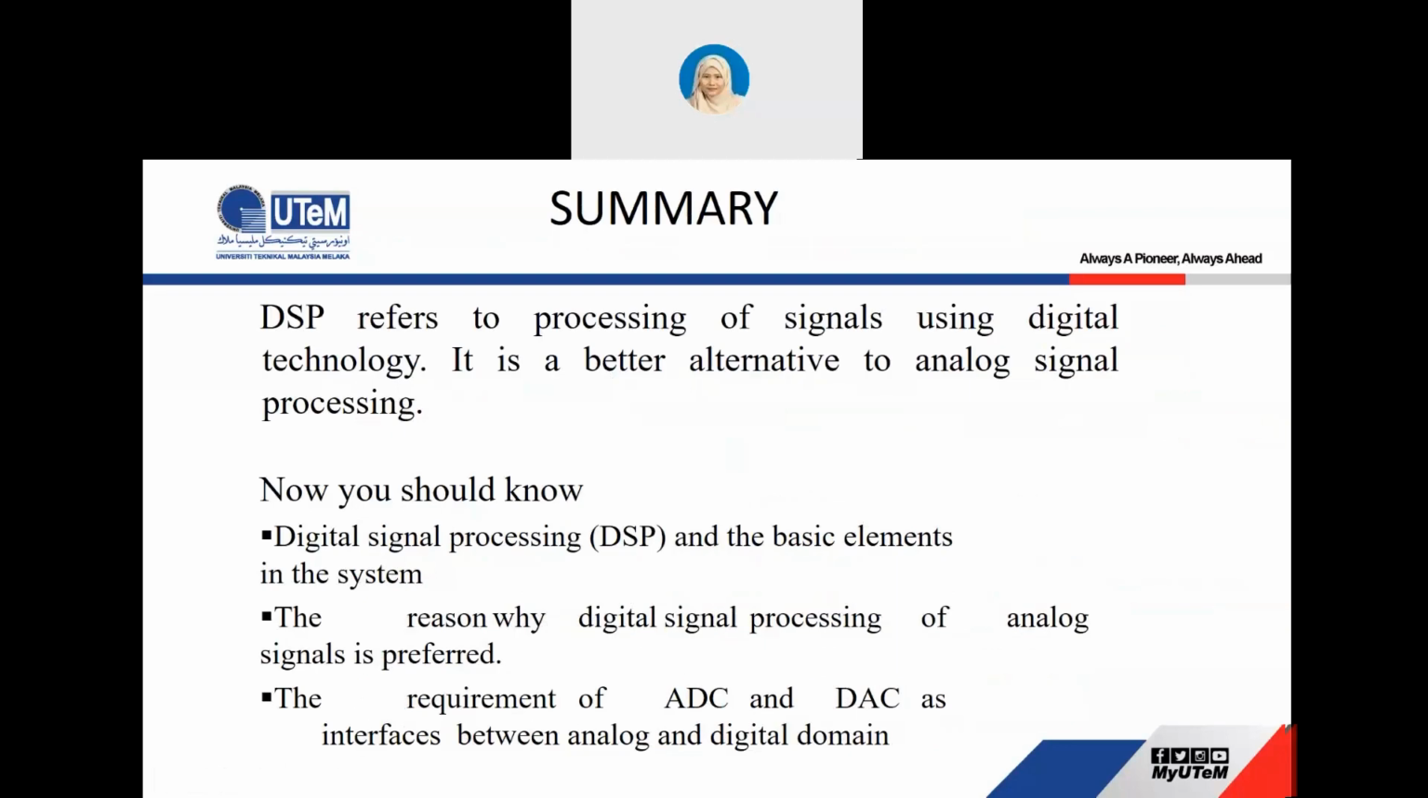As the summary, DSP refers to processing of the signal by using digital technology, and it is a better alternative to analog signal processing. So now you should know what digital signal processing is and the basic elements in the system, and then you should know the reason why digital signal processing of analog signals is preferred, and also the requirement of ADC and DAC as interfaces between the analog and digital domains. You should know three main important things that you have learned in this chapter.